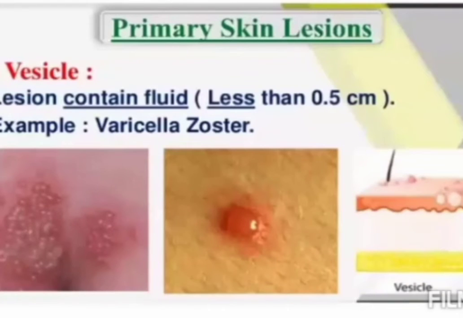Next skin lesion is known as the vesicle. A vesicle is a fluid-containing lesion that is less than 0.5 centimeter. Usually a vesicle is a circumscribed superficial collection of serous fluid. So for a vesicle, you should remember there will be a fluid collection, less than 0.5 centimeter. A good example for vesicle is chickenpox.